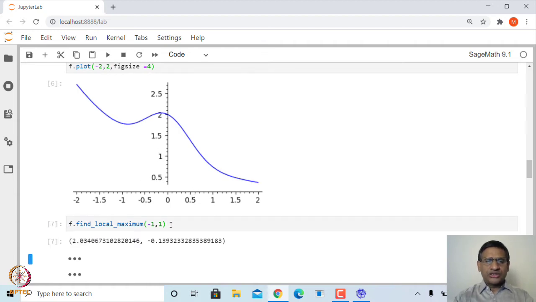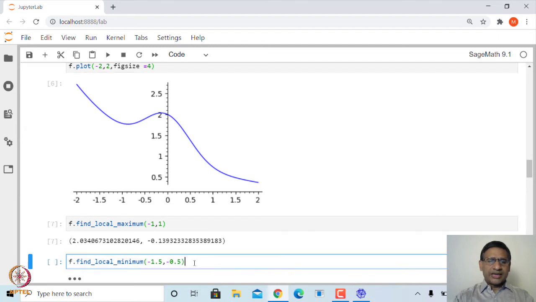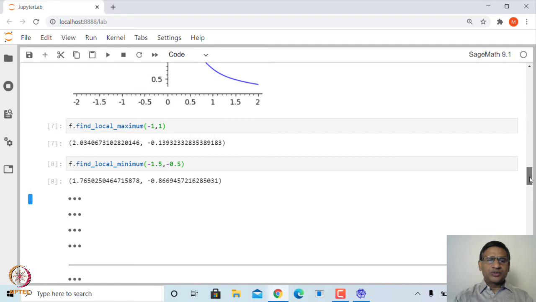If I execute this, it will give me two values. The first is the maximum value of the function, and the second is the point at which the local maximum occurs. These are found numerically, which is why the numbers are in decimal. Similarly, if I want to find the local minimum, I have to mention the interval. Here I have mentioned minus 1.5 to 0.5, and you will see that the local minimum occurs at minus 0.86694 and so on, and this is the minimum value of the function.